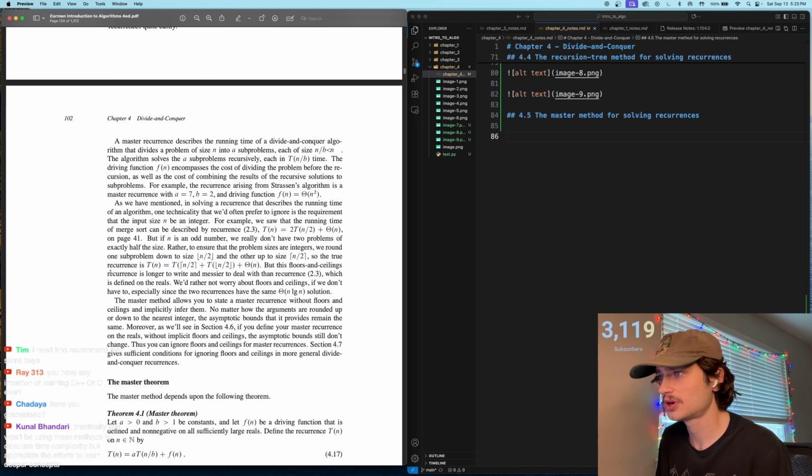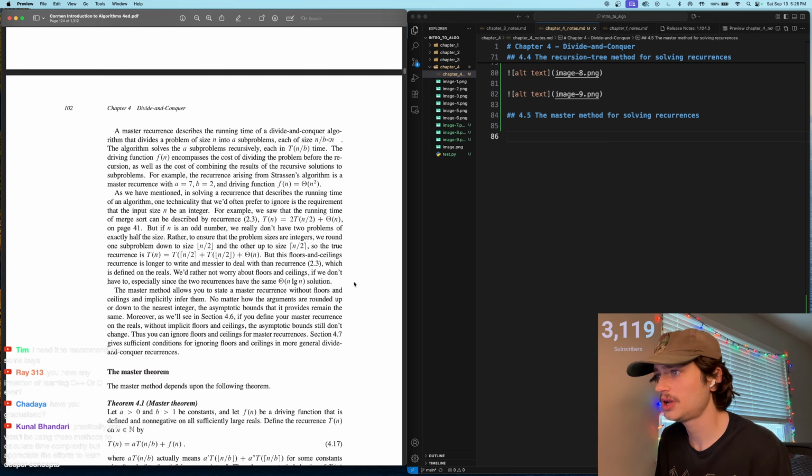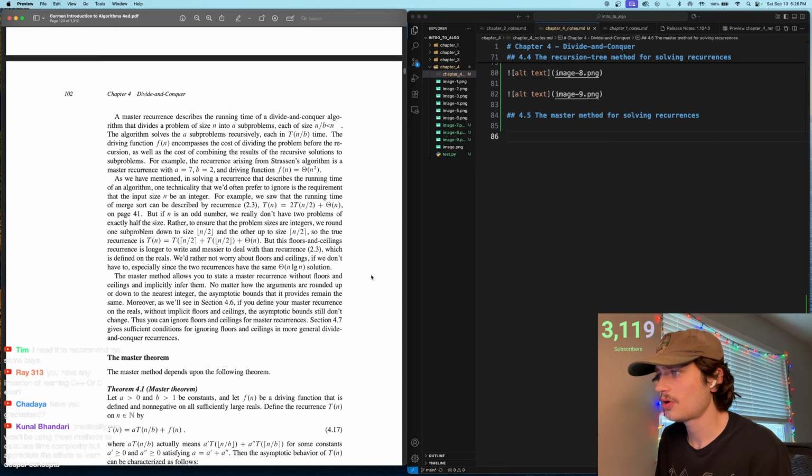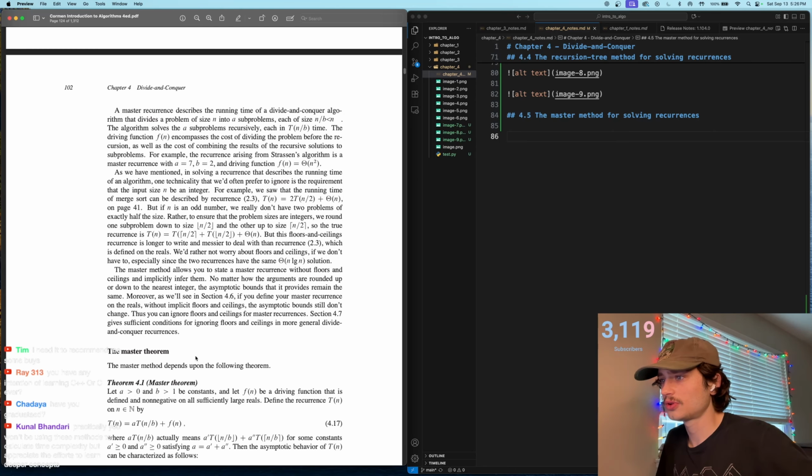But this floor and ceiling recurrence is longer to write and messier to deal with than recurrence 2.3, which is defined on the reals. We'd rather not worry about floors and ceilings if we don't have to, especially since the 2 recurrences have the same theta of n log n solutions. The master method allows you to state a master recurrence without floors and ceilings and implicitly infer them. No matter how the arguments are rounded up or down to the nearest integer, the asymptotic bounds that it provides remain the same. Moreover, as we'll see in section 4.6, if you define your master recurrence on the reals without implicit floors and ceilings, the asymptotic bounds still don't change. Thus, you can ignore floors and ceilings for master recurrences. Section 4.7 gives sufficient conditions for ignoring floors and ceilings in more general divide and conquer recurrences.